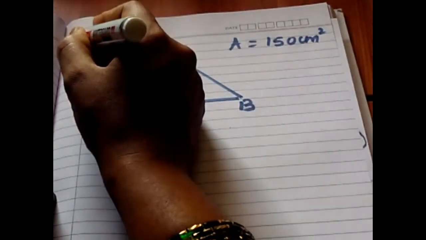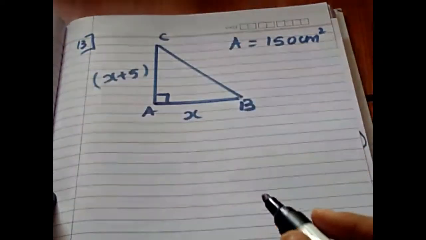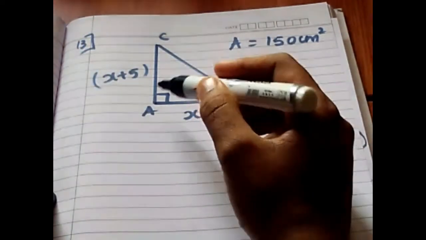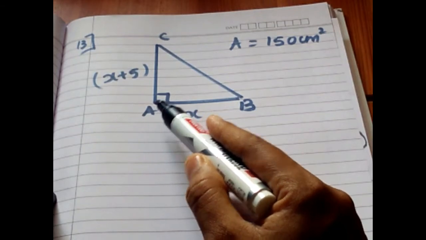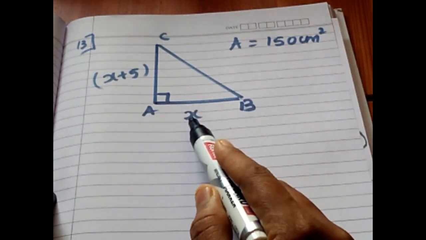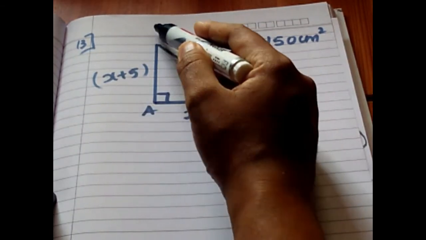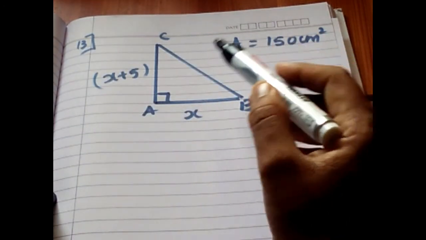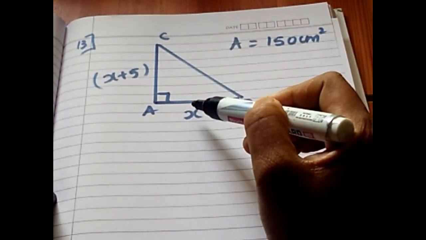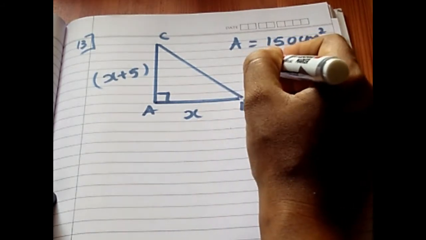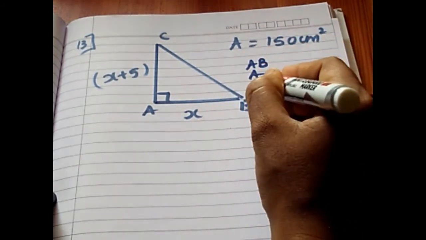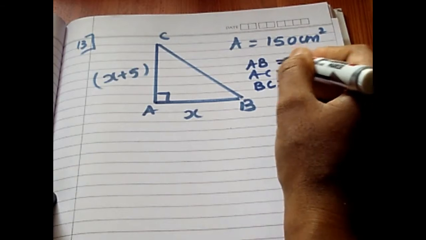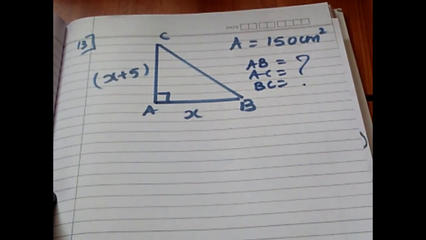13. A very simple question. Read the problem and draw the diagram accordingly. In triangle ABC, angle A is 90 degrees, side AB is x centimeter and side AC is x plus 5 centimeter. Area is 150. We need to find the measure of the sides of the triangle. That means what is AB, what is AC and what is BC. This is equal to question mark.